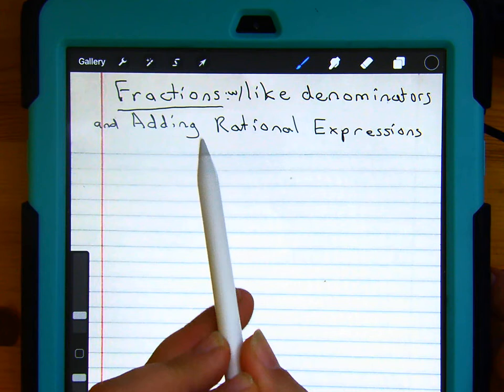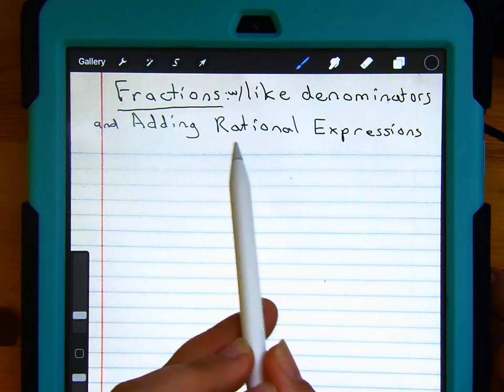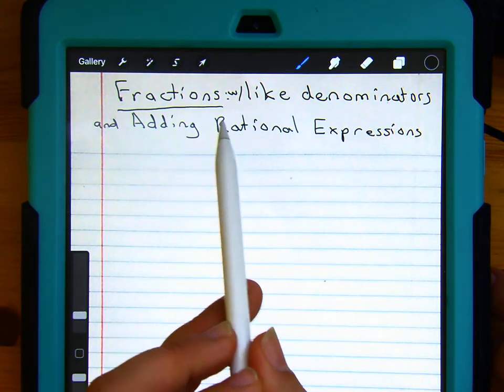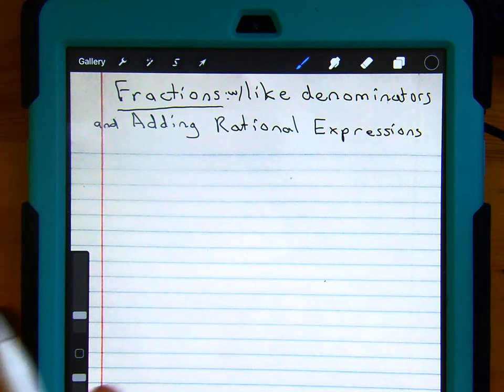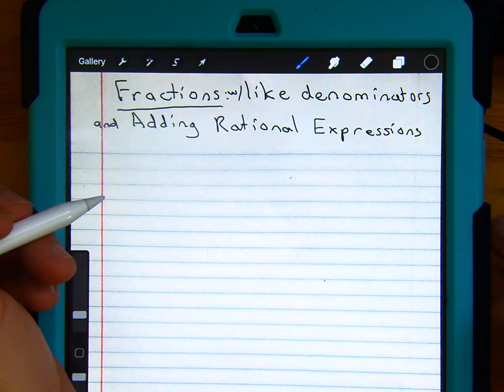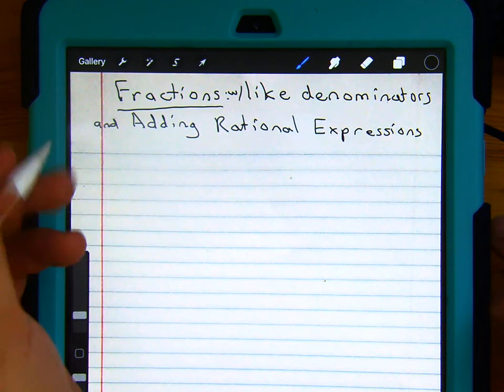So the rational expression part is what starts throwing people, and when you mix it in with fractions, then they start going, I'm done. They start throwing in the white flag. But let's look back at our foundations of fractions and how, when we're working with our rational expressions, it's really going to be quite similar.